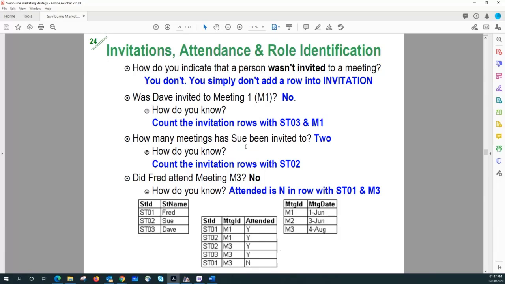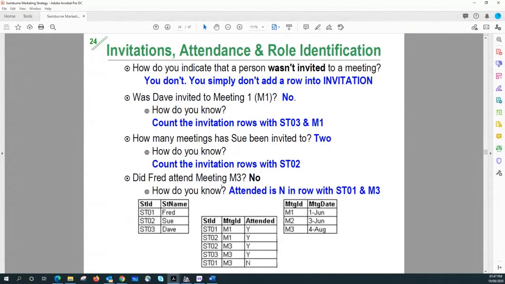Then the next question is, how many meetings has Sue been invited to? Sue means how many times ST02 appears in the meeting. That is what they wanted to know, right? So I can simply run another aggregate function: select count, etc., where staff id is equal to ST02. That's what I need to do. Just a simple count function, so it will give how many times Sue appears in the invitation table. That is how we do that.